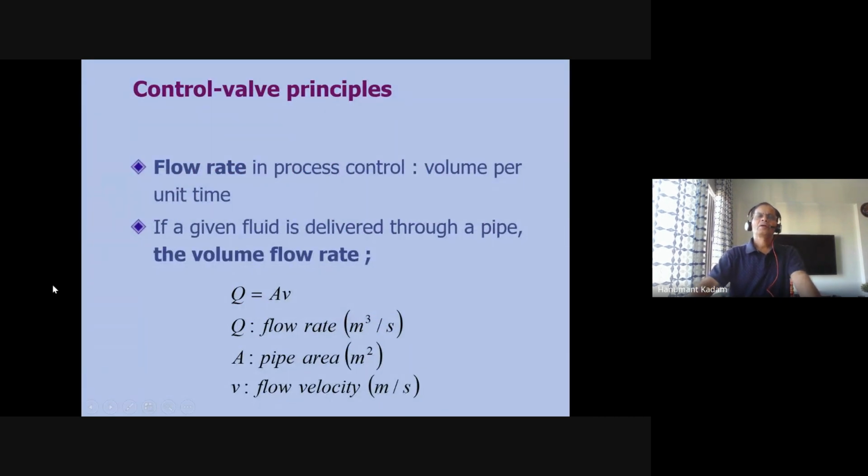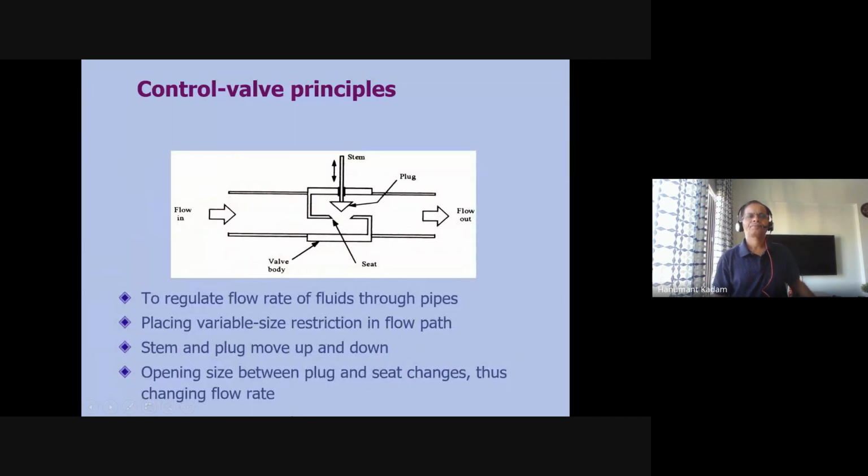So, control valve principles: flow rate in a process control is volume per unit time. If a given fluid is delivered through a pipe, that is the volume flow rate. This is your Bernoulli's equation, right? So the control valve principle is to regulate the flow rate of a fluid through pipes. This is your flow, and this is the valve stem, valve plug, and the fluid is passing through this and going out. This is the valve body and this is the seat.